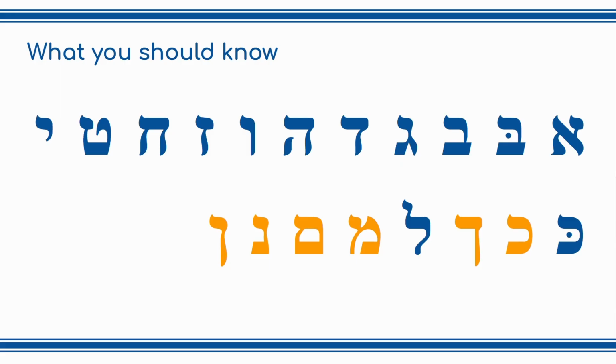So this is what you should be knowing when moving forward from this lesson. You should know all these letters. You should know their clubs. So remember to listen to the Aleph-Bet song. It will help you in remembering the letters.